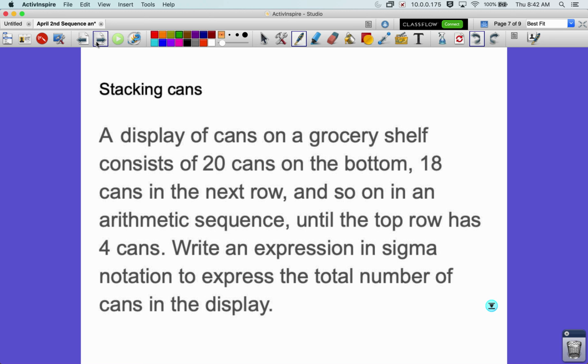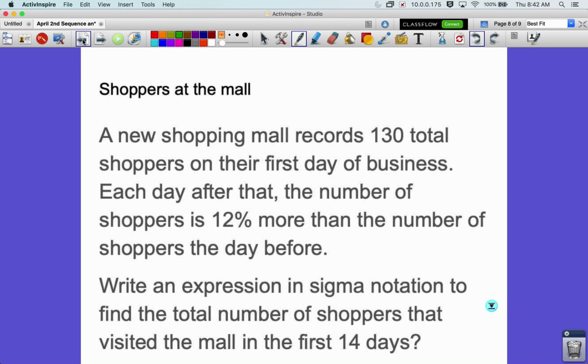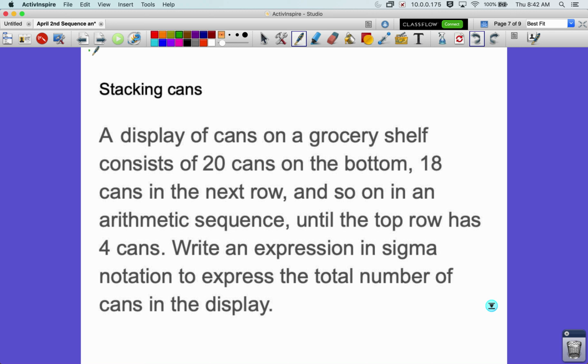So I think I got just 2 more, and this time, for both of these, I want to use the calculator to actually plug in the sigma notation. Anyway, so we've got a display of cans on a grocery store shelf that's set up in a pyramid that's got 20 cans across the bottom, 18 cans in the next row, and so on, and then it stops when there's 4 cans on top. So it kind of looks like this.